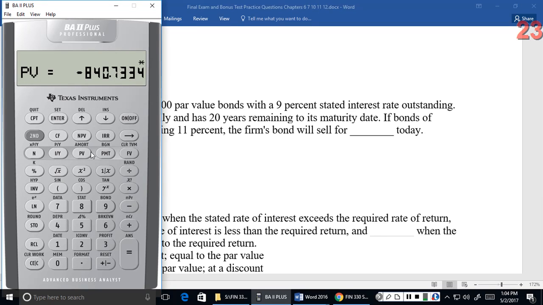And you'll notice it's off 6 cents due to rounding compared to your answer. So it says 840.67. This says 840.73. You may see that a little bit occasionally, but there won't be any problem in determining which is the answer.